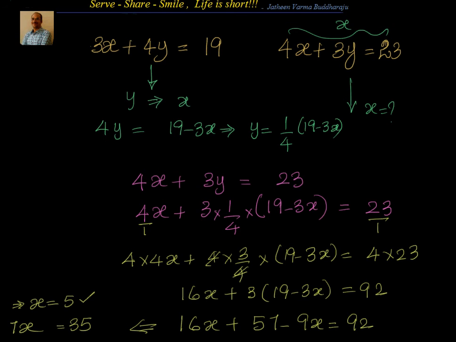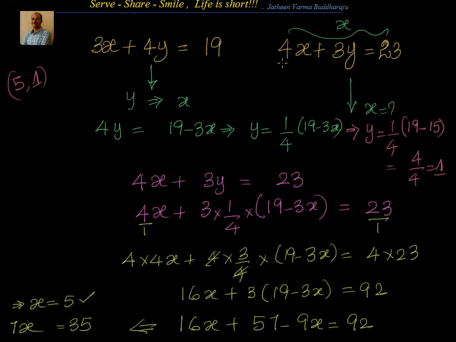So once I got x equal to 5, I will go back to my equation here and say y is equal to 1 by 4 into 19 minus 3x. x is how much? 5. 3 into 5 is 15. So that is nothing but equal to 4 by 4, which is equal to 1. So the values of x comma y are 5 comma 1.